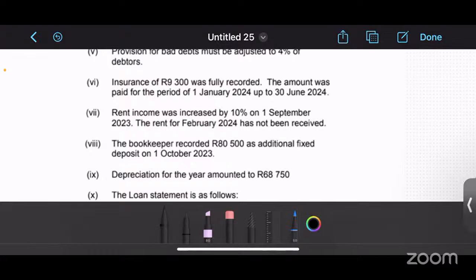Therefore, that means that is a prepaid expense, 9,300 rand by 6, because you want to know how much is insurance expense per month. All right. So that's the first step that you're gonna take.